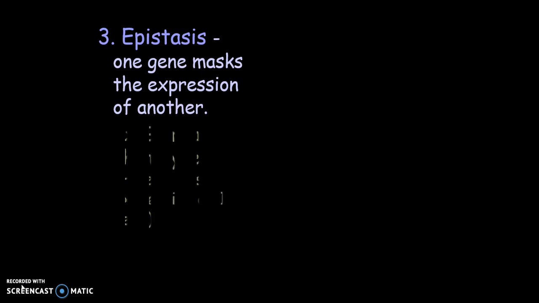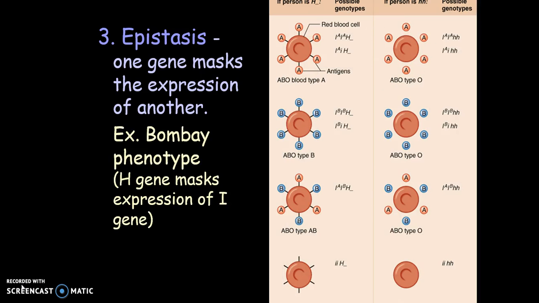Another thing is epistasis. This is when one gene masks the expression of another. And this can be seen with the Bombay phenotype, all right? And it also can be seen with mice coat color.